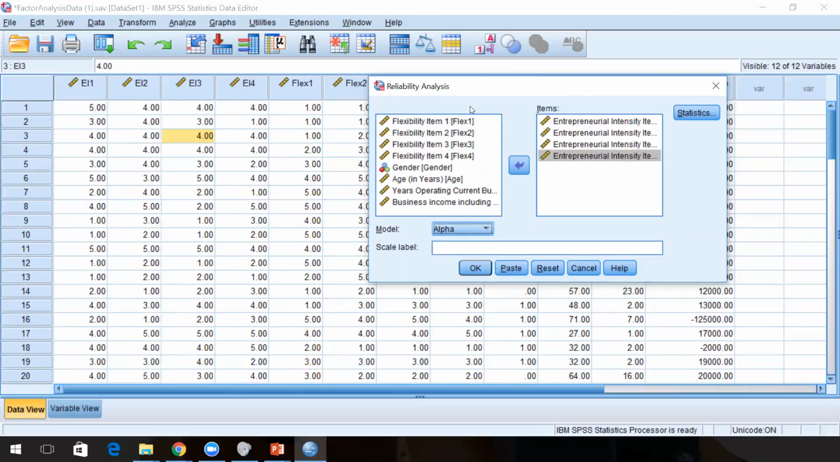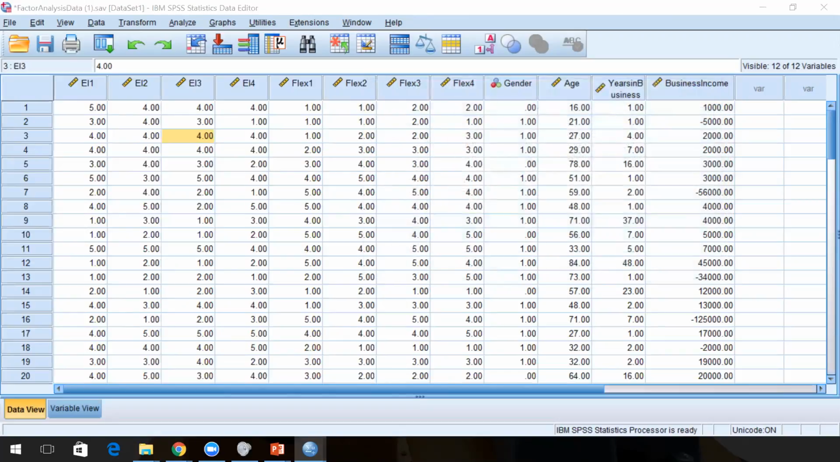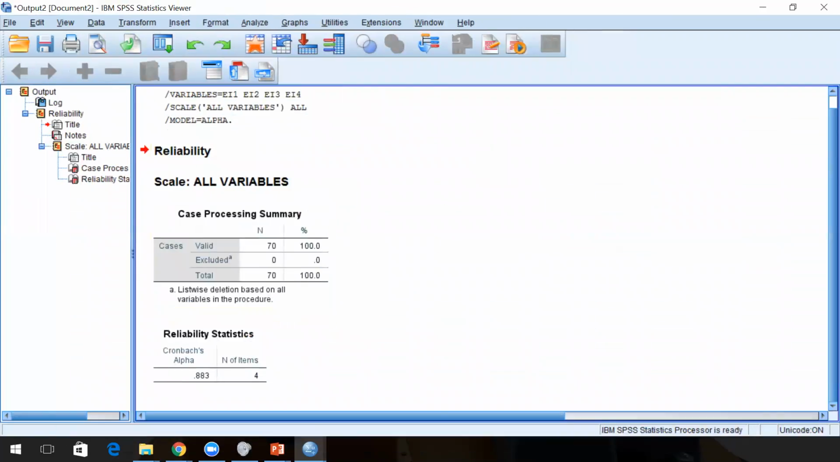It's internal consistency. It's basically looking at how people answer these questions. And we expect if someone strongly agrees with the first entrepreneurial intensity question, they're likely to strongly agree, or at least agree with the other ones, right? Because they're asking very similar things. And it kind of tells us how those responses correlate with each other. And for entrepreneurial intensity, we get a Cronbach's alpha of 0.883. And generally, there's different rules of thumb, but above 0.70 is generally sufficient reliability.